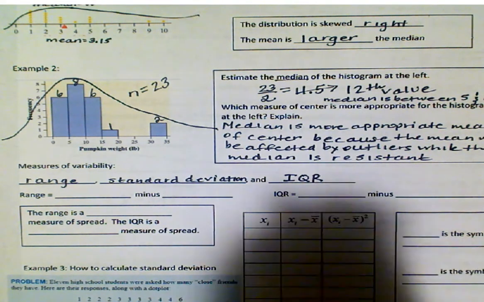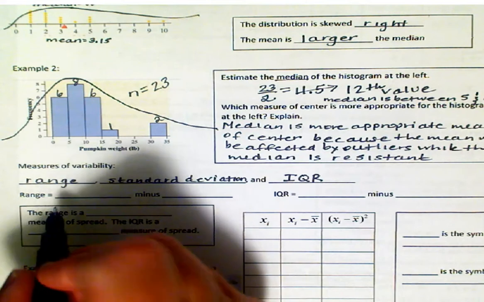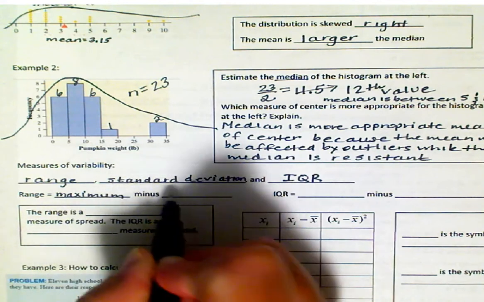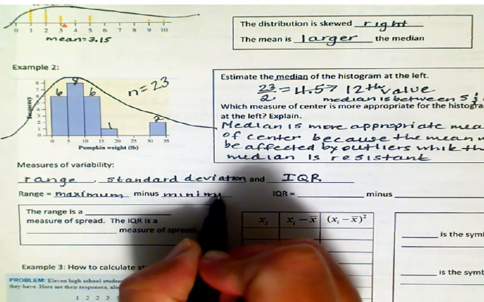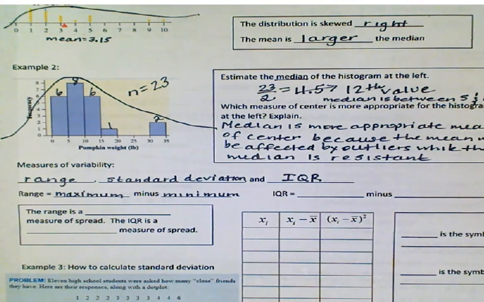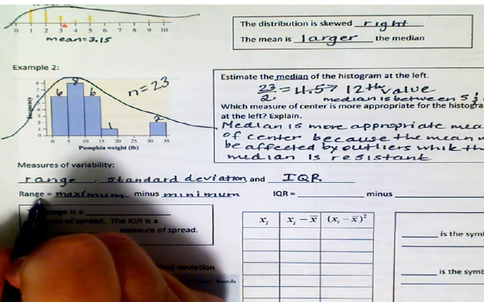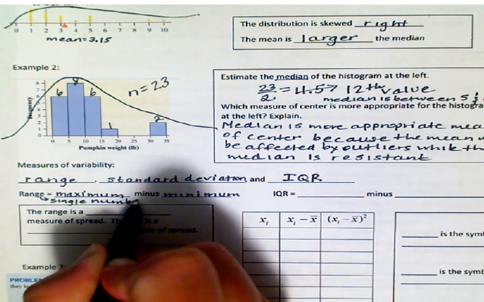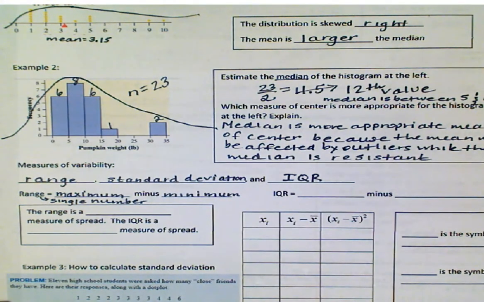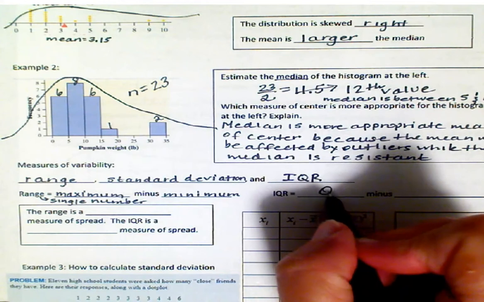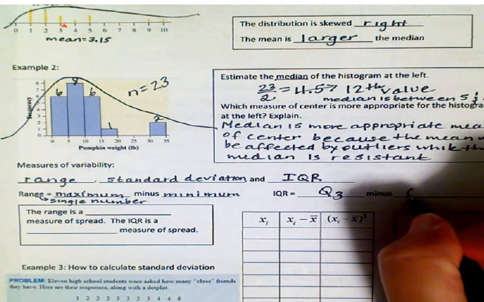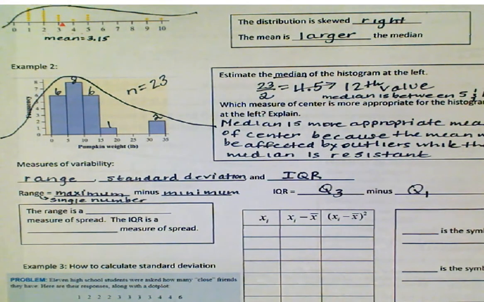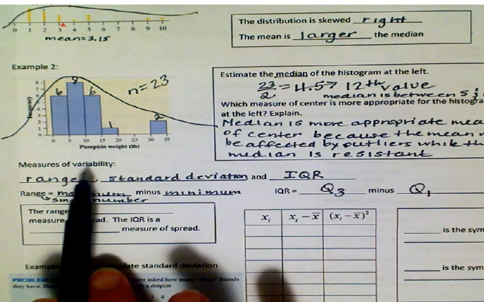So range, the way you find the range is it is the maximum minus the minimum. The maximum value, maximum minus the minimum. Now let me tell you, if they ever ask you for the range, the range is actually a single number. So you do want to do the math and you want to subtract. The IQR, the way you find the IQR, we're going to find something called Q3, which is quartile 3 minus quartile 1. Okay, we'll talk a lot more about that in the next part. Okay, so these are the three measures of variability.